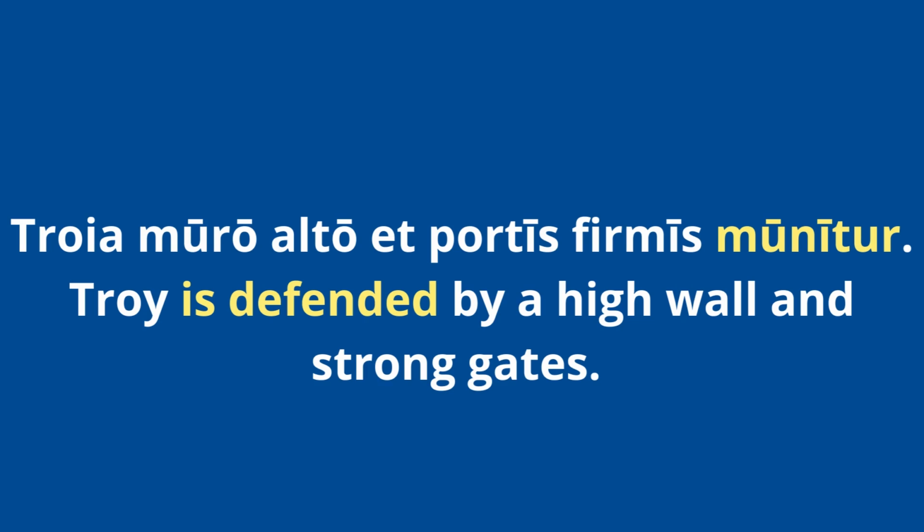There's no person involved here. The thing defending the wall, defending Troy is the high wall, right? Muro alto, there's your ablative, and the strong gates, portis firmis. Right? So all of these are getting at the idea of what a passive voice verb looks like, what it would look like in a sentence.